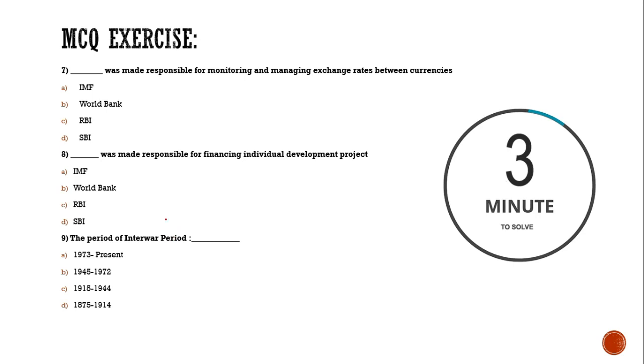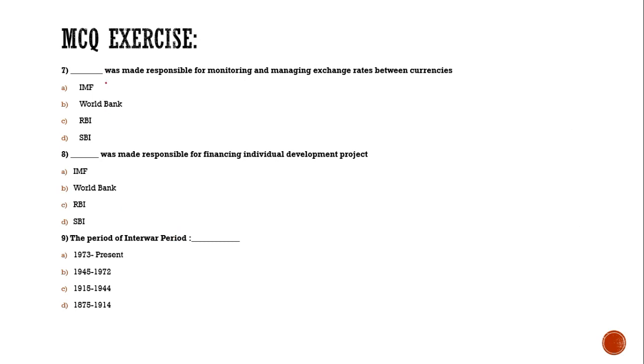Okay, let us discuss the answers. Number 1, dash was made responsible for monitoring and managing exchange rate between currencies. It was the IMF. The second one, dash was made responsible for financing individual development projects. The options are IMF, World Bank, RBI and SBI. The correct answer is the World Bank. It is made responsible for financing individual development projects.